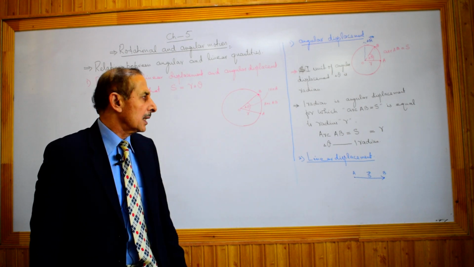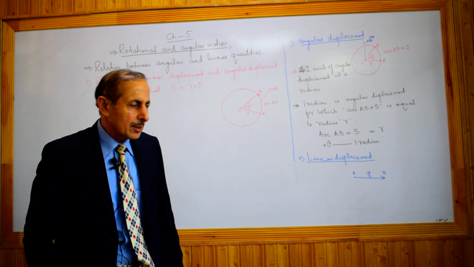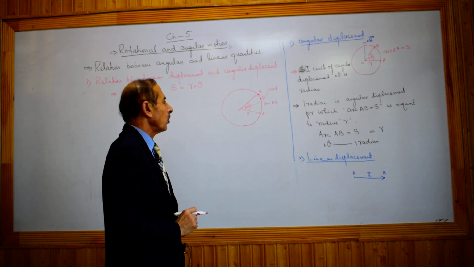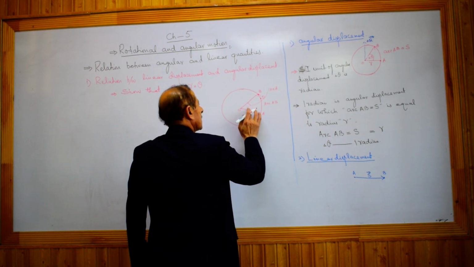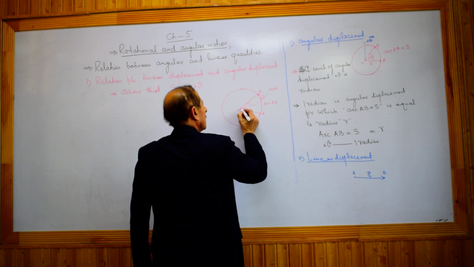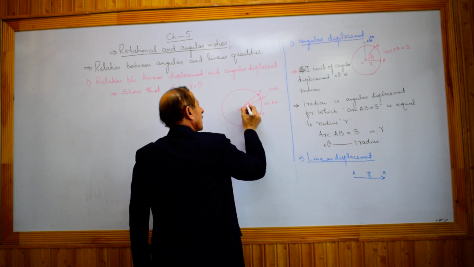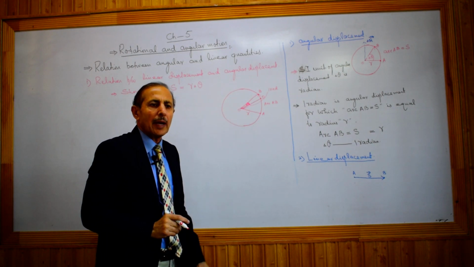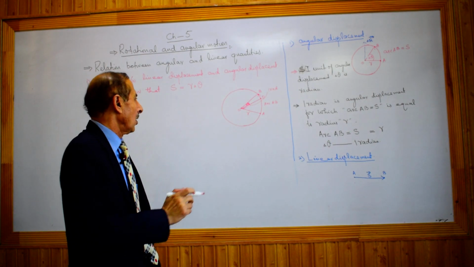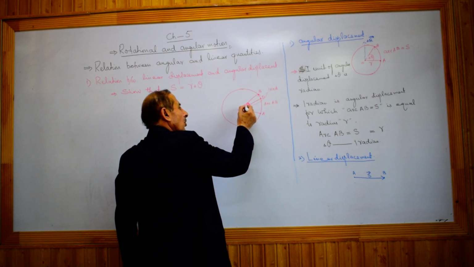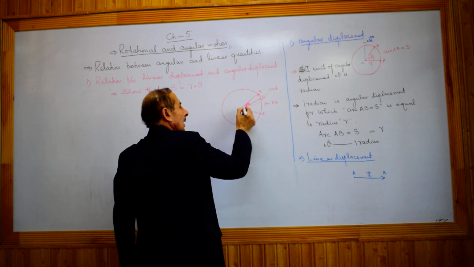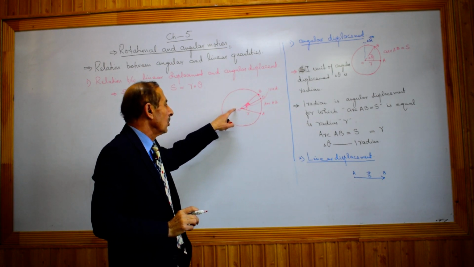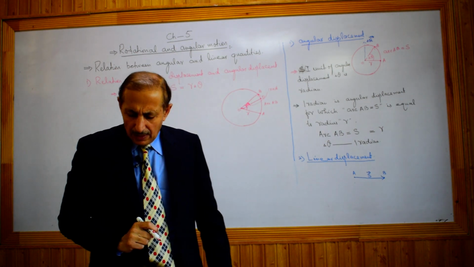Now we consider another point which is close to the point B. Let this point be D. Consider point D which is close to the point B. So this angle BOD is equal to the angular displacement, delta theta, and the angle AOB is equal to 1 radian, because the length of the arc AB is equal to the radius of the circle OA.